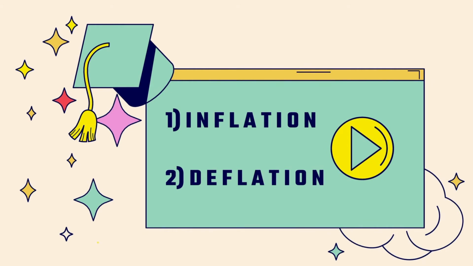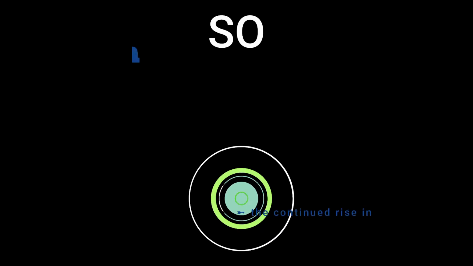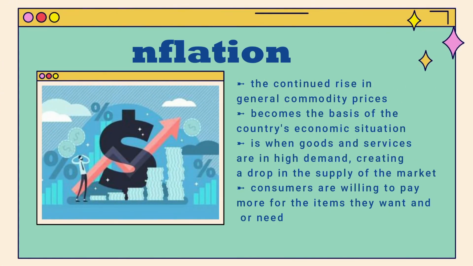So the two main words we'll be talking about in the first topic are inflation and deflation. And now, let's further understand these two terms. So what is inflation and deflation? Inflation refers to the continued rise in general commodity prices.